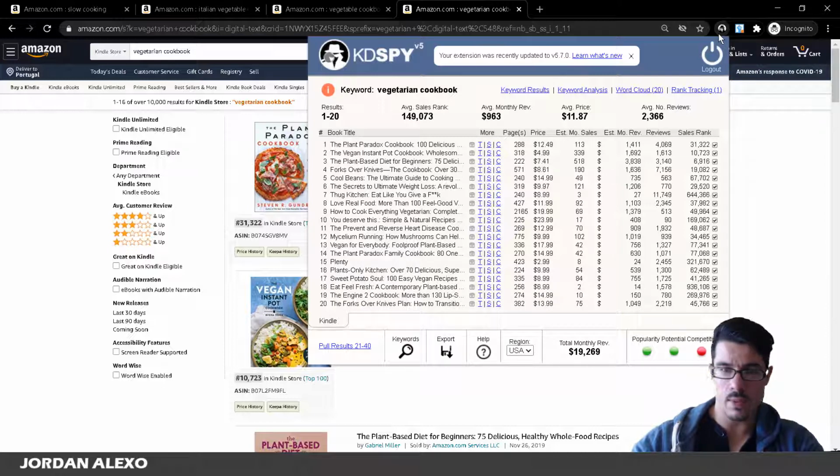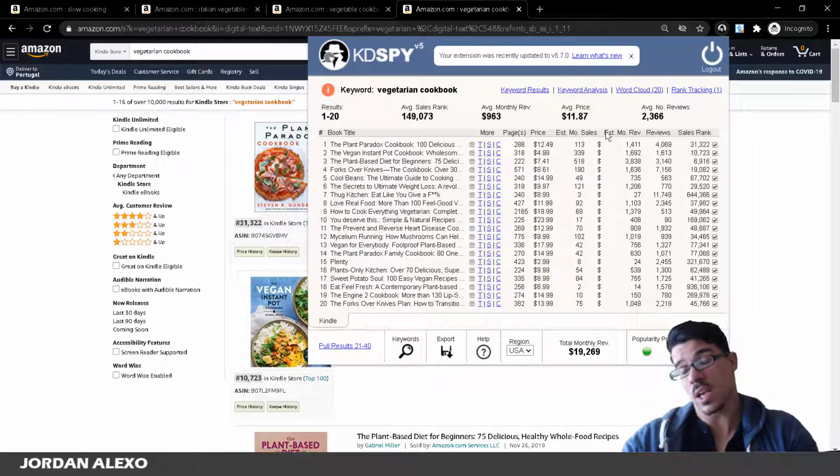Okay, over here we have something. You can quickly see that these books on average are performing really well. We have 1, 2, 3, 4, 5 books below 30,000. Now we know that this is a really profitable keyword, vegetarian cookbook. Now let's check the competition.